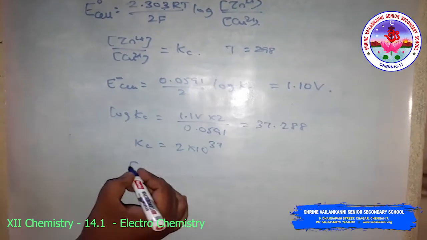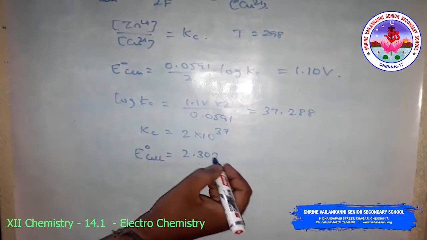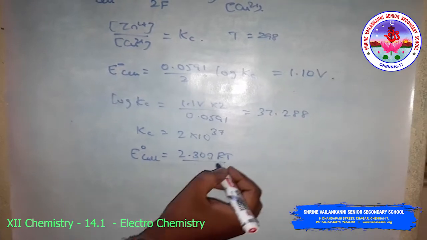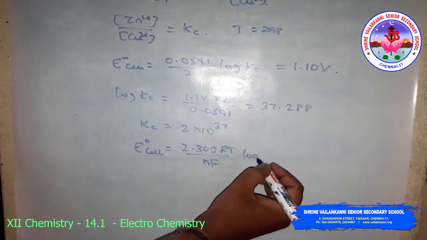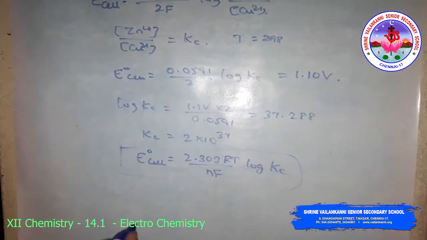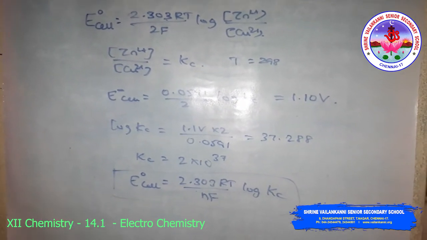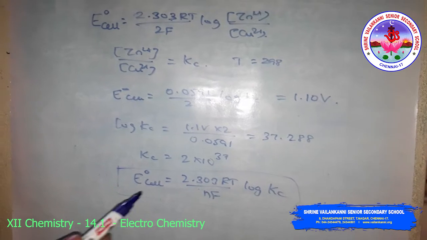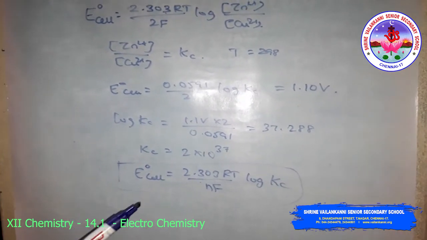In general, we can write E naught cell is equal to 2.303 RT divided by nF into log Kc. So this is the equilibrium constant from the Nernst equation. That is the relationship between the equilibrium constant of the reaction and the standard cell potential of the reaction which takes place. Okay.